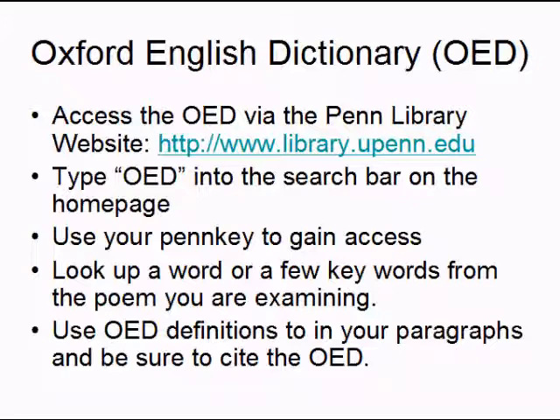To get to the OED from the library's homepage, visit www.library.upenn.edu. Type OED into the search bar on the front page. You may need your pen key to gain access. Use the OED to look up definitions of the words that are most interesting to you. Use the OED to learn the possible meanings of those words. And then use those definitions in your paragraphs and be sure to cite the OED. When you've completed your assignment, submit it through the digital Dropbox on the course website.